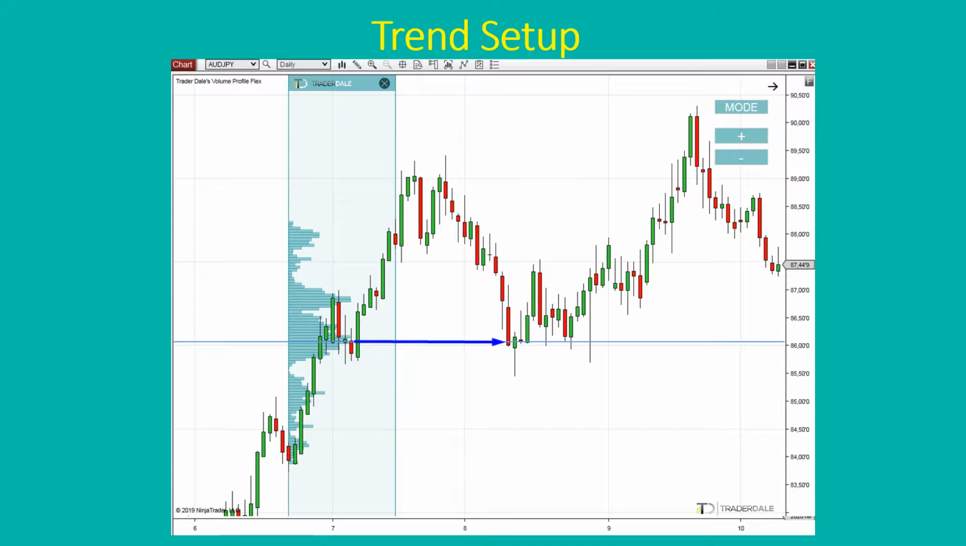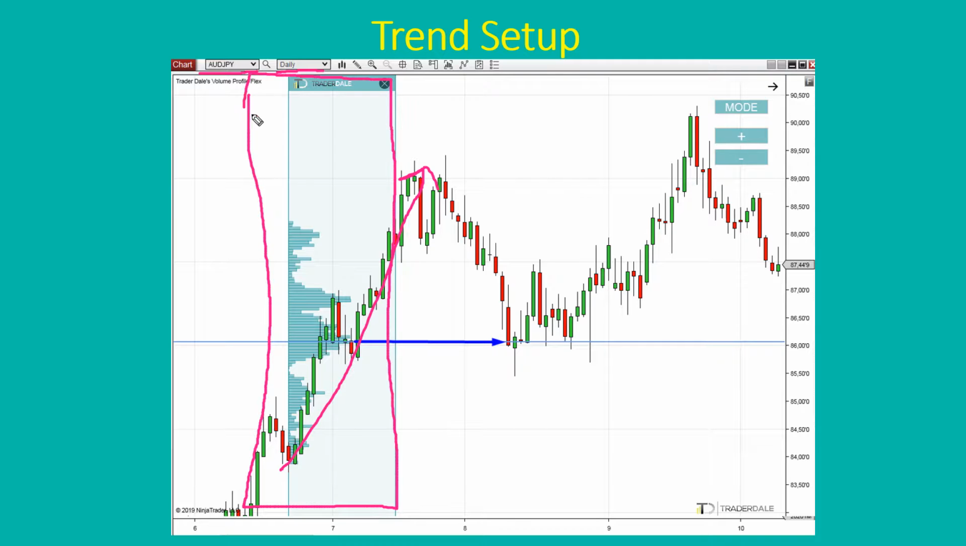All right, so let's have a look at some more examples. In here, this is the Australian dollar, Japanese yen. Again, daily chart. There was a strong uptrend. I should have probably used the flexible volume profile over this whole area, but it doesn't matter. We identified a significant volume cluster in here. So what you do is you draw a line, wait for the price to make it to this level again, and then you enter a long trade because there was an uptrend. So you enter long.